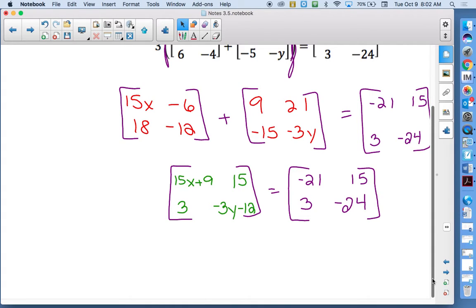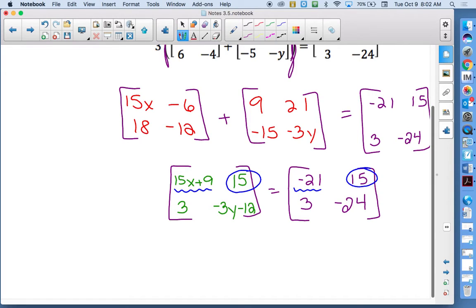Yeah. So the element in the first one has to be equal to its corresponding element on the other side. So that means 15x plus 9 is supposed to equal negative 21. If you look, the 15's here are already matching up. The second row, first column, matches up with the second row, first column. Same thing with the 3. The 3 on the bottom here matches up with the 3 on the bottom. That has to happen for the matrices to be equal to each other. Each element should be equal to the element on the other side of the equal sign.